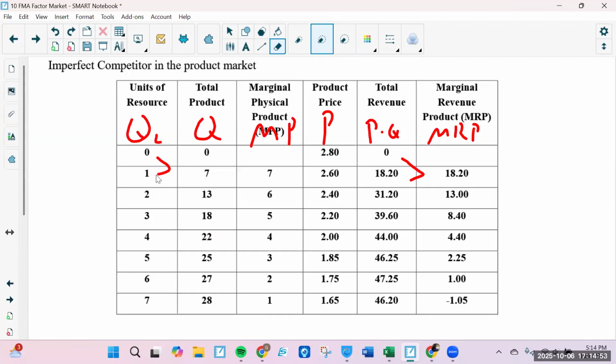And then down here, we'll go further down, $44 minus 39.60 is $4.40 divided by 4 minus 3. So it's the change in total revenue divided by the change in quantity of labor. We have to do that to get the MRP. And notice when you look at this MRP right here, it starts at 1820 and it actually becomes negative at this point. But look how quickly this one is falling.